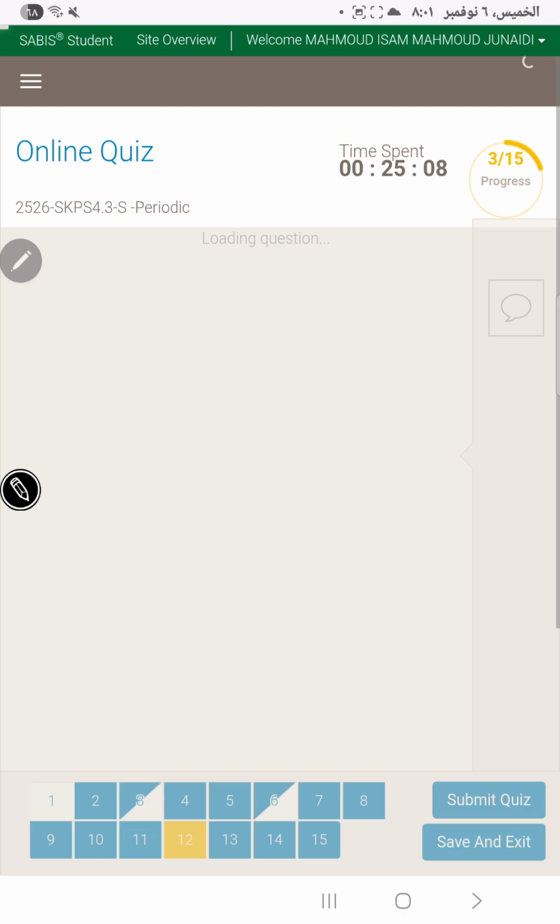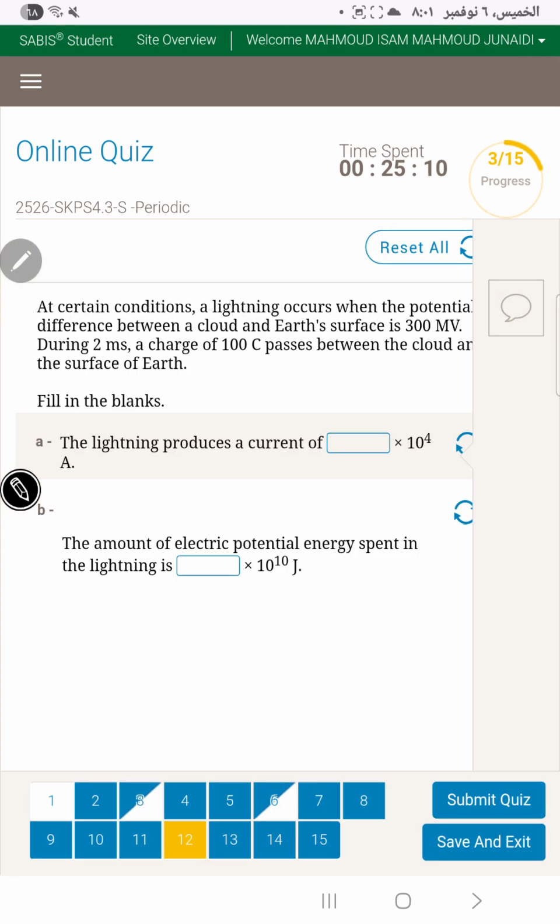Question number 12 now. At certain conditions, lightning occurs when the potential difference between a cloud and Earth surface is 300 megavolt. Mega means million here. During 2 milliseconds, milli means 10 to the power of minus 3, a charge of 100 coulomb passes between the cloud and the surface. The lightning produces a current of what amount?